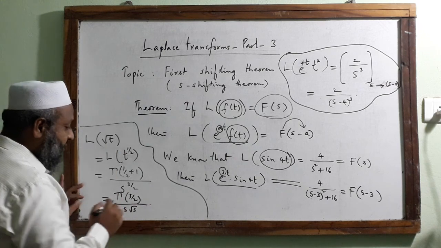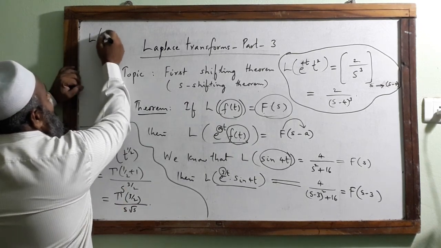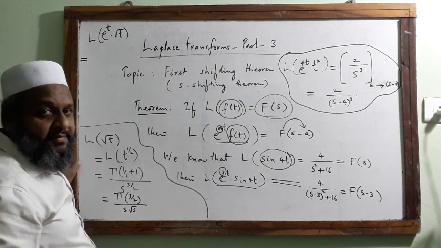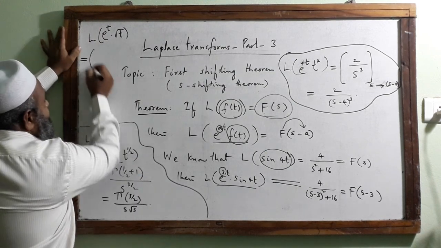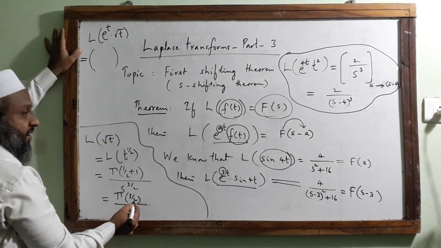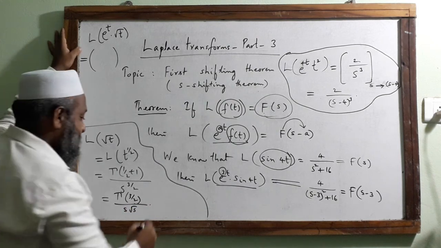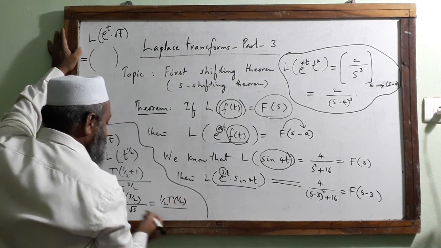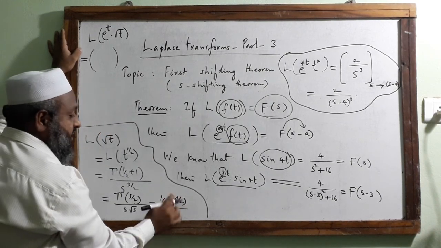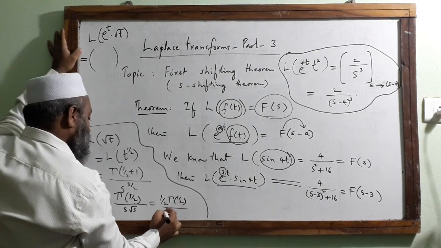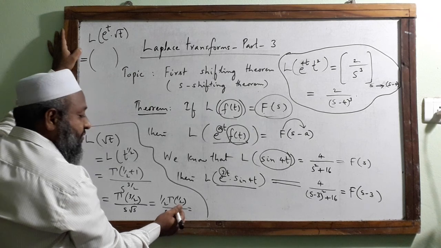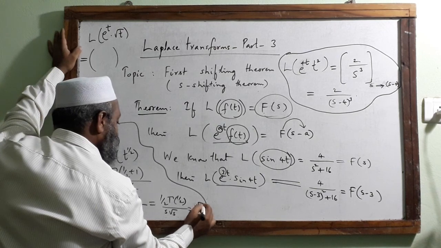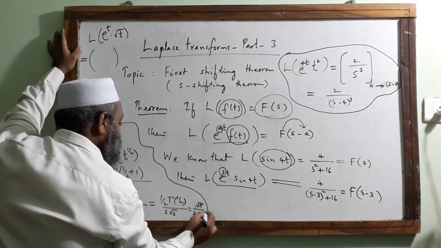Now when we are ready with L of root t, what will be L of e to the power of t into root t? First of all, write the transform, that is gamma of 3 by 2. Gamma of 3 by 2 is equal to 1 by 2 into gamma of 1 by 2. I hope you know about the gamma function. I have already recorded a lecture on the gamma function, you can visit that. Then s root s, and gamma of half is root pi, so it will be root pi by 2 into s root s.